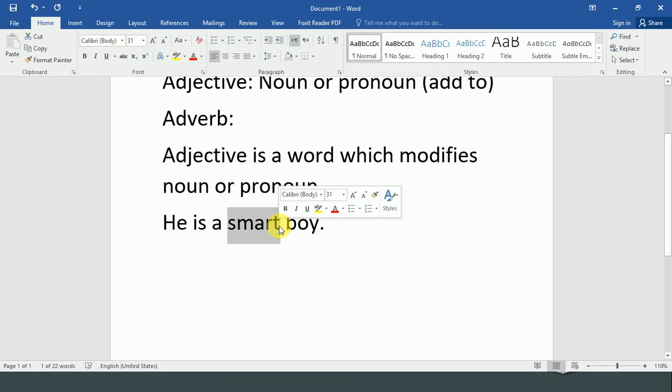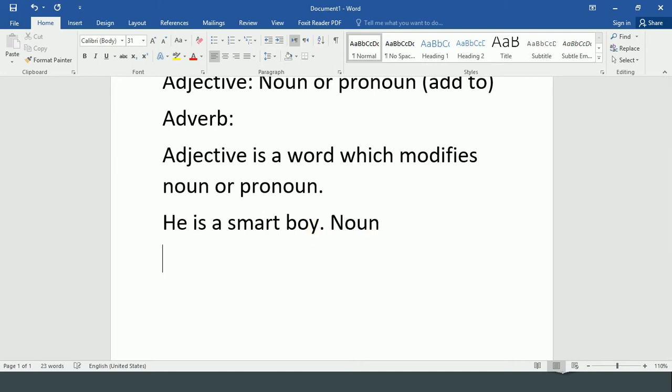How do you know it's an adjective, sir? Because it talks about boy. Now if I ask you a question, what type of boy, which kind of boy, I would say smart boy. So it talks about the word boy, so it's an adjective, right? Here it modifies a noun. What does it do? It modifies a noun.